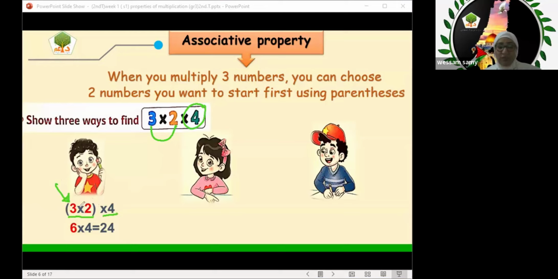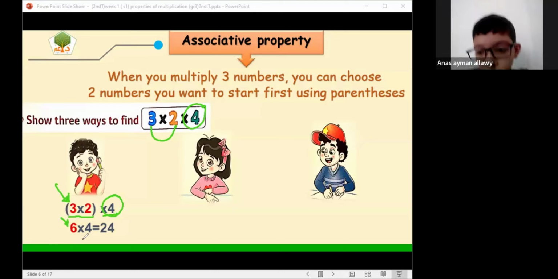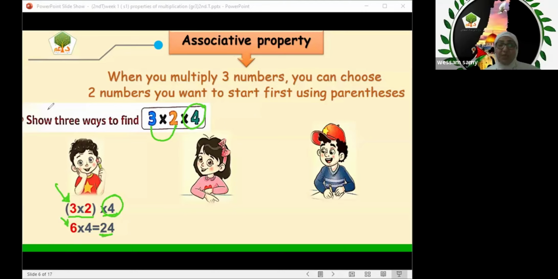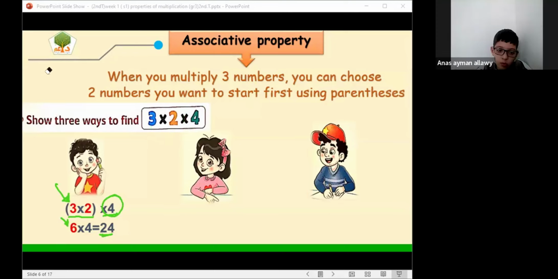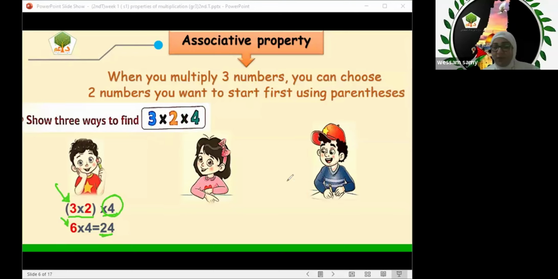So Amgad started by multiplying 3 times 2, which gives him 6. And then he took this 6 and multiplied by what? By 4. So what did he get? What was the product of this multiplication? 24. 24. Great.